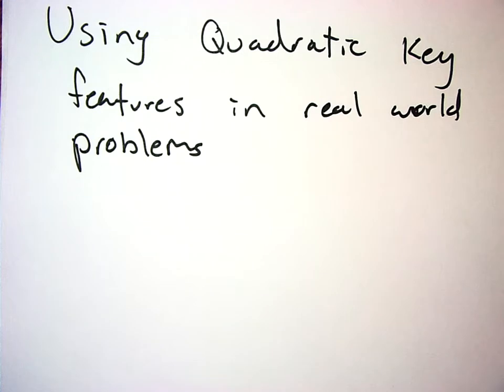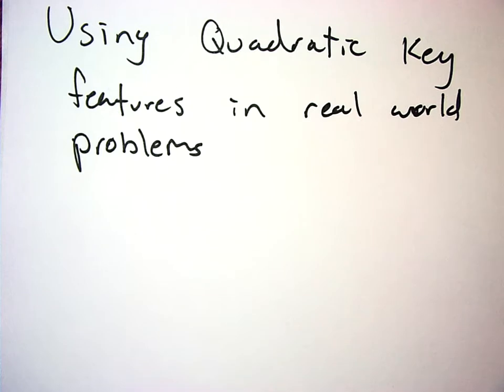Okay, welcome back, ladies and gentlemen, and tonight we're going to be talking about using quadratic key features in real-world problems, and that's going to be problems like where a basketball is thrown or a football is thrown or any kind of projectile. Could also be talking about height versus time or any kind of real-world situation that models a quadratic curve or parabola.